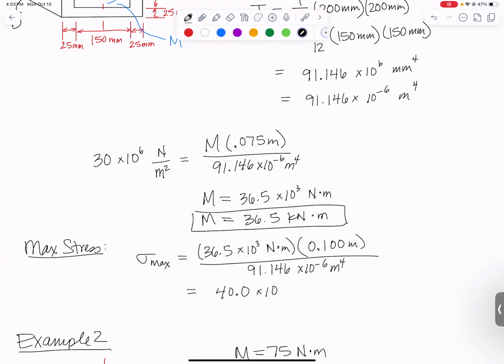40.0 times 10 to the 6th newtons per square meter. 10 to the 6th newtons per square meter is also a megapascal. So 40.0 megapascals is your max stress. It'll be compression on the top or tension on the bottom.